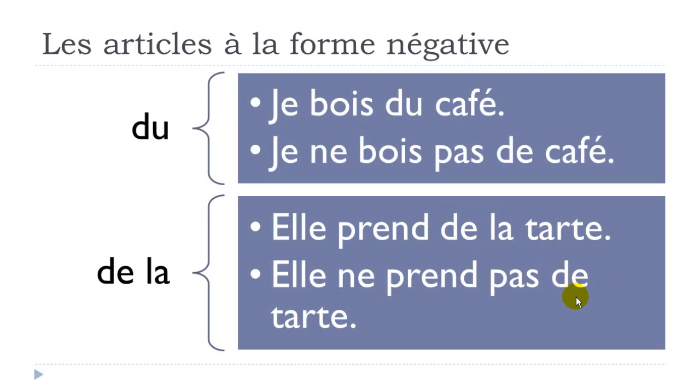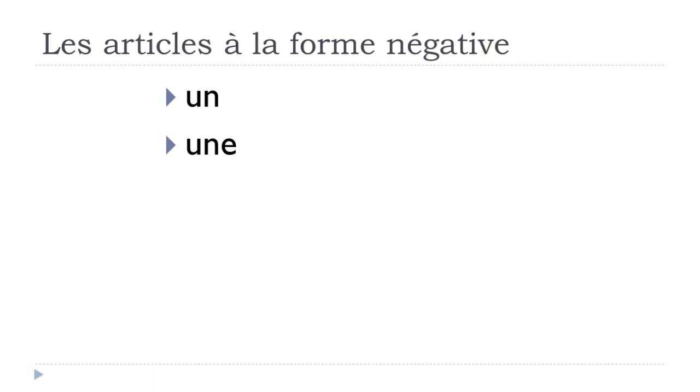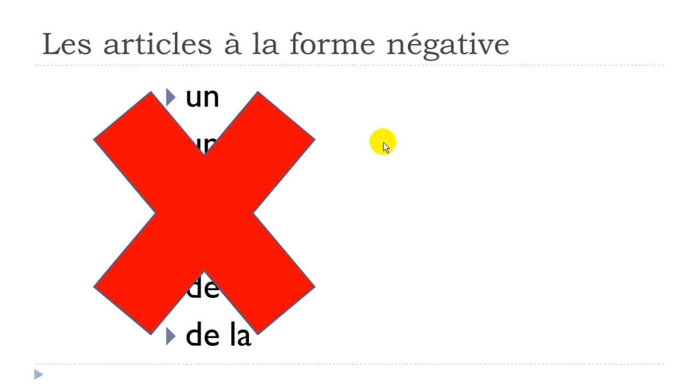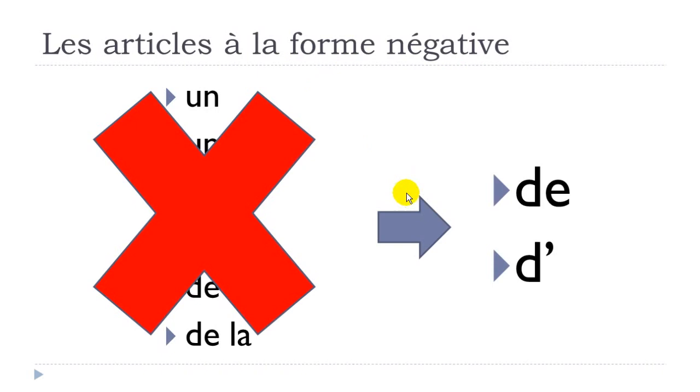Alright, so what can we say if we've got un, une, or then des, so what we saw previously, this article indéfini, or then if we've got du, de l', or de la, as we saw previously, what we call les partitifs, okay? If you want to put them in a sentence, and the sentence is at the negative form, then you will not use them, but instead you will use de or the apostrophe, if you've got a word with a vowel after, or the sound of a vowel. Okay, that's really something quite important, and you should try to remember this rule because it is quite useful, especially because we tend to use negative forms quite often. It is one main rule that you should keep in mind.